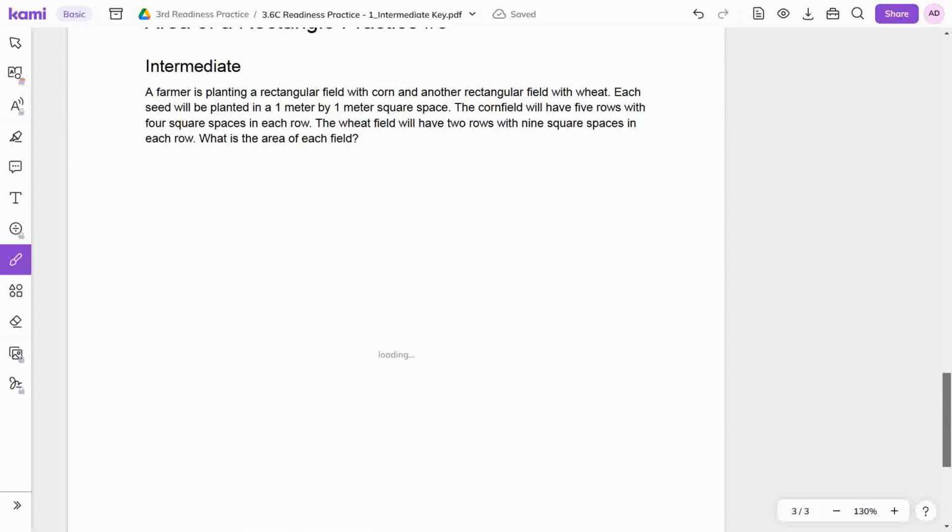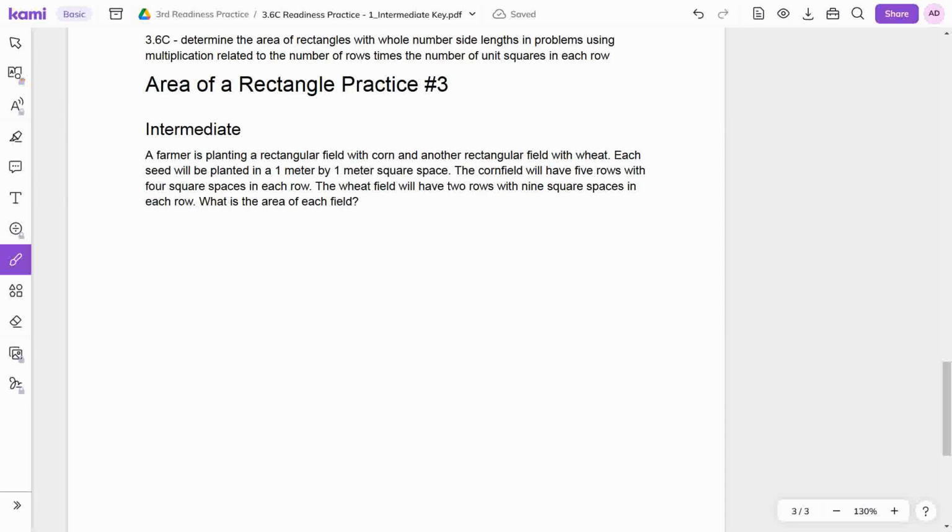All right, so for our third problem, we have a farmer planting a rectangular field with corn and another rectangular field with wheat. Each seed will be 1 by 1. Okay, so looks like we're dealing with area again. The cornfield will have 5 rows with 4 square patches. Then the wheat field is going to have something different. Okay, so let's start with the corn.